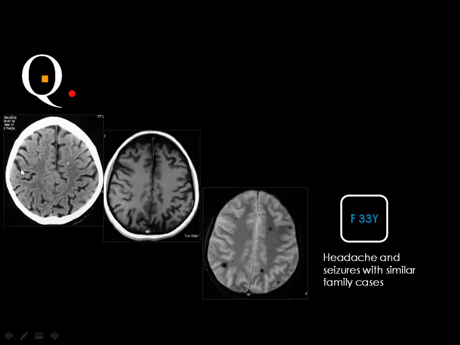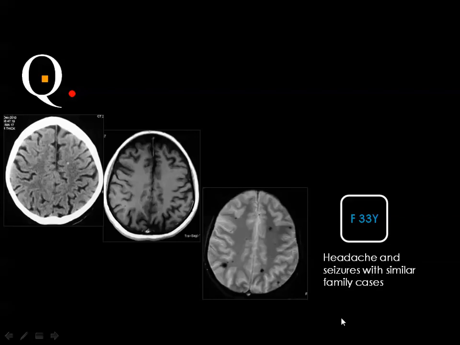CT, MRI T1, MRI T2 star or gradient image. Is there any history of trauma here? Yes. Few moments ago I said that diffuse axonal injury is not diagnosed without a frank history of trauma. If you do not have this very frank history of trauma, look for another diagnosis. This patient is complaining of headache and seizures, which is very important, seizures.